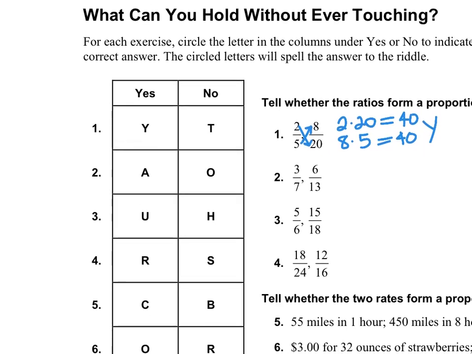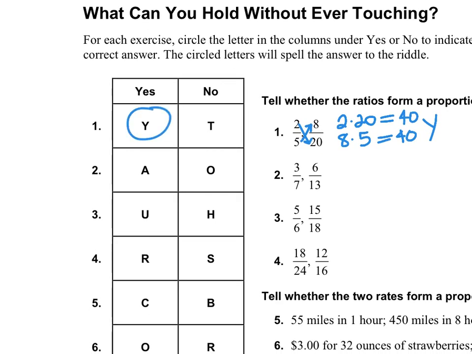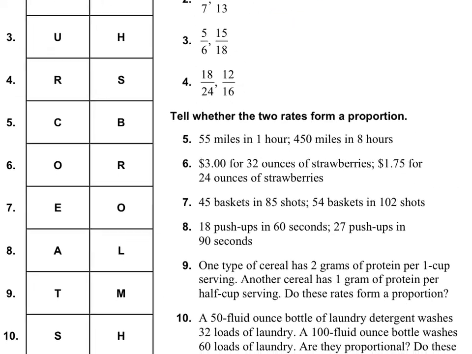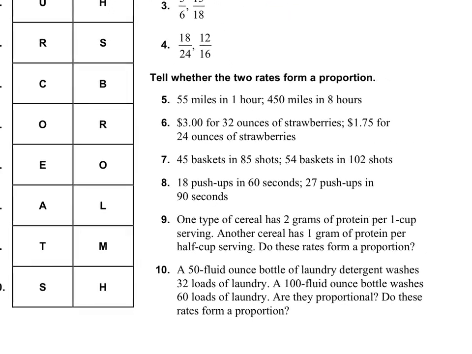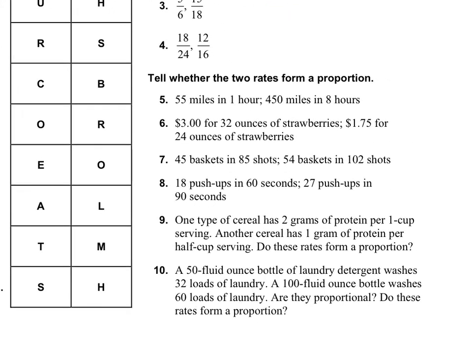So you look for number 1, and it was a yes, so you circle that one. If it's a no, you circle the other letter. So if you take a look at the top, there's a yes and there's a no. For number 1, it was a yes, so I circle this. Number 2, if it's a yes, I circle this. If it's a no, I circle that. Okay?